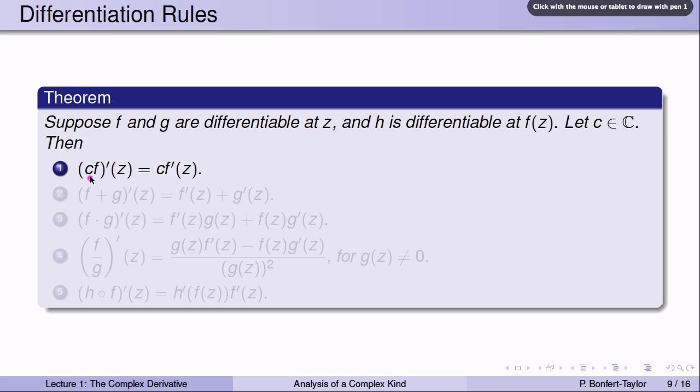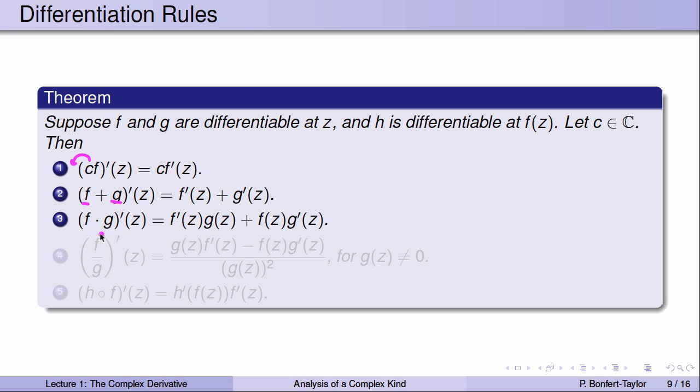Then the derivative of a constant times f is the same thing as the constant times the derivative of f. So constants can go out to the side when taking derivatives. Next, the derivative of a sum of two functions is the sum of the derivatives. In other words, you can individually differentiate these two functions and then just add the results together.